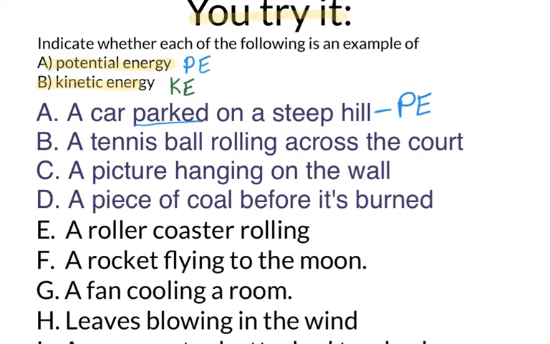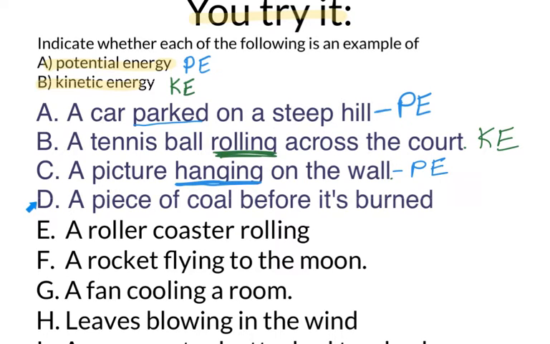Letter B. A tennis ball rolling across the court. Here we can see that the tennis ball is rolling. That means it's moving, and so we have kinetic energy. Letter C. A picture hanging on the wall. The picture's just hanging there. That means it's not moving. That tells us it has potential energy. It has the potential to fall down. It has gravitational force that could pull it down, and so this is potential energy.